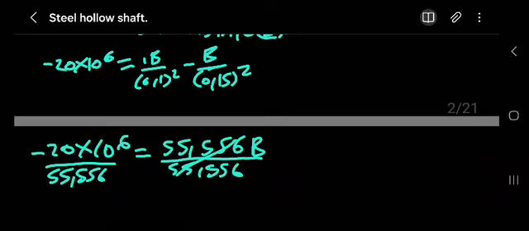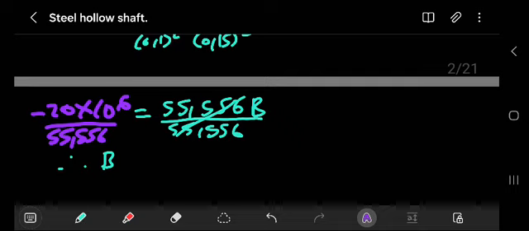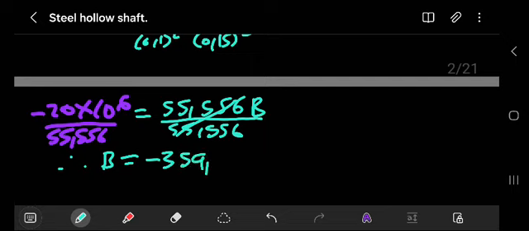So this will cancel. Therefore B will be what? Let's punch this on our calculator: 20 times 10 to the power of precisely 6, and 55.556. This will be minus 359.997 times 10 to the power of 3.